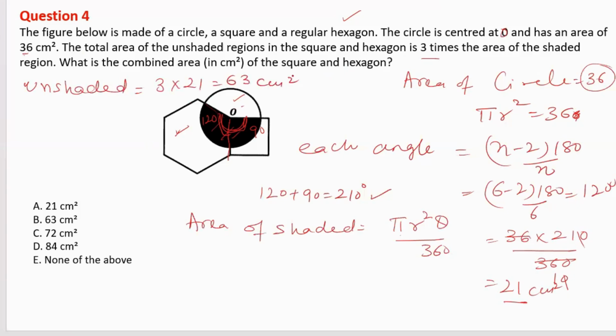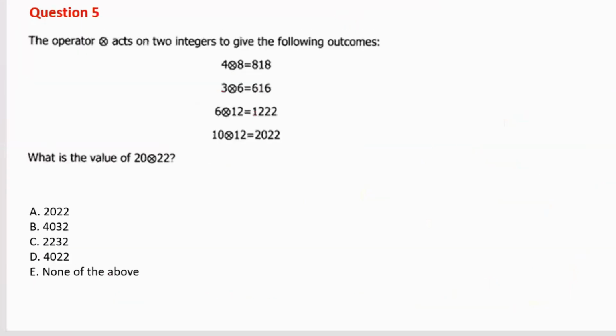They are talking about the combined area of square and hexagon. It means shaded area plus unshaded area, right? So total area will become shaded and unshaded. So 21 plus 63, 84 centimeter square will be my answer. So option D will be my answer for that.